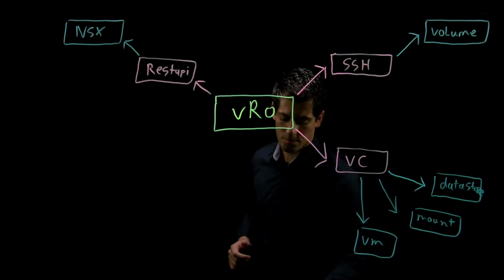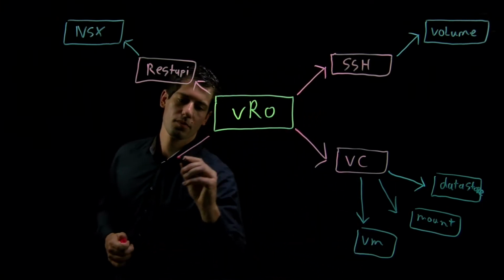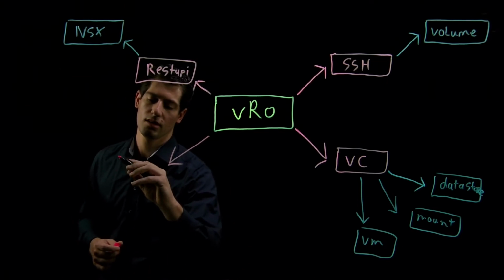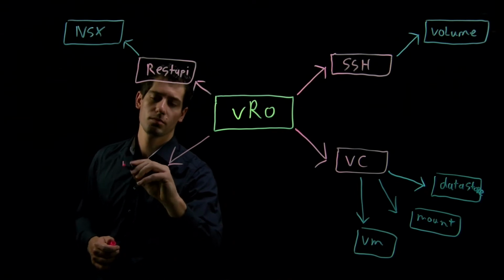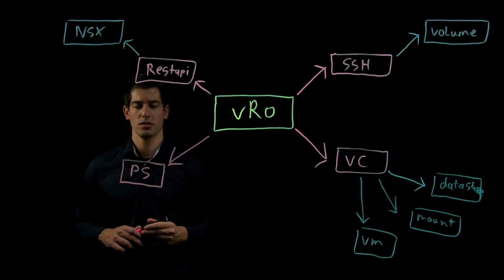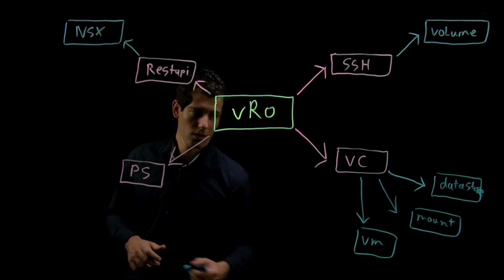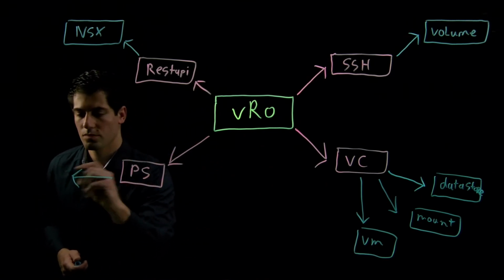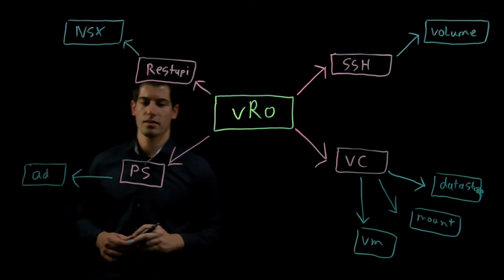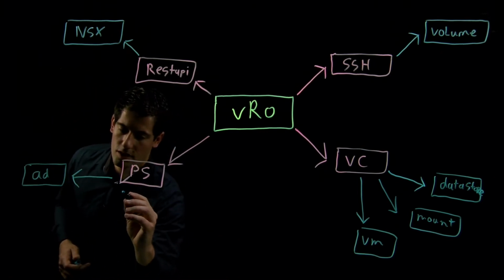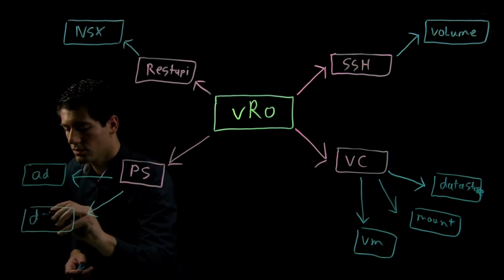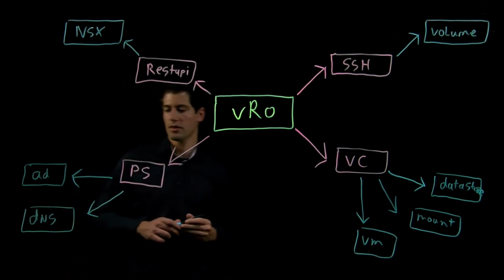So the next step is registering it in Active Directory, or to be more precise, DNS and Active Directory, for example. So now we're going to talk to PowerShell. Microsoft PowerShell is an integration that can be done by vRealize. In this case, we're going to talk to the domain controller, in this case AD, to create a new computer account. After that, we also need a DNS record to register the name in the network.